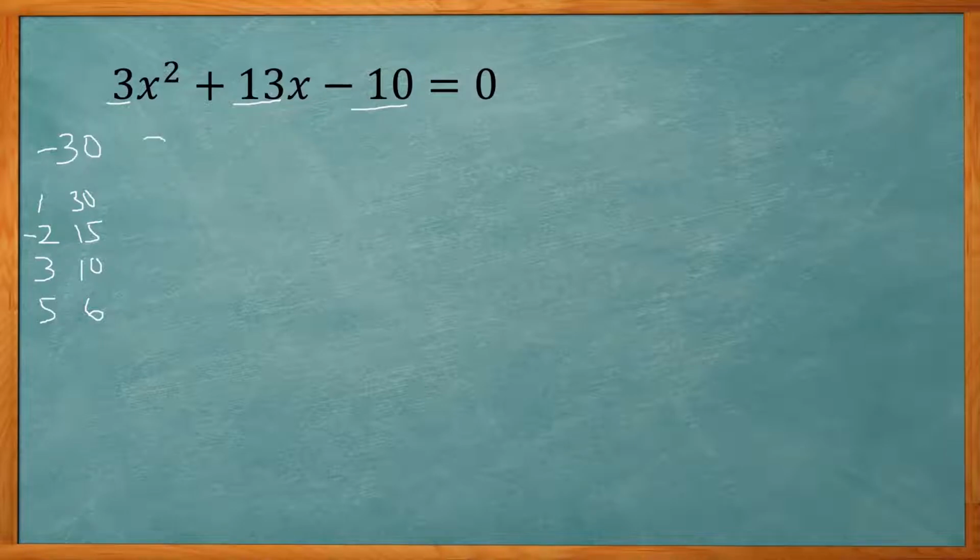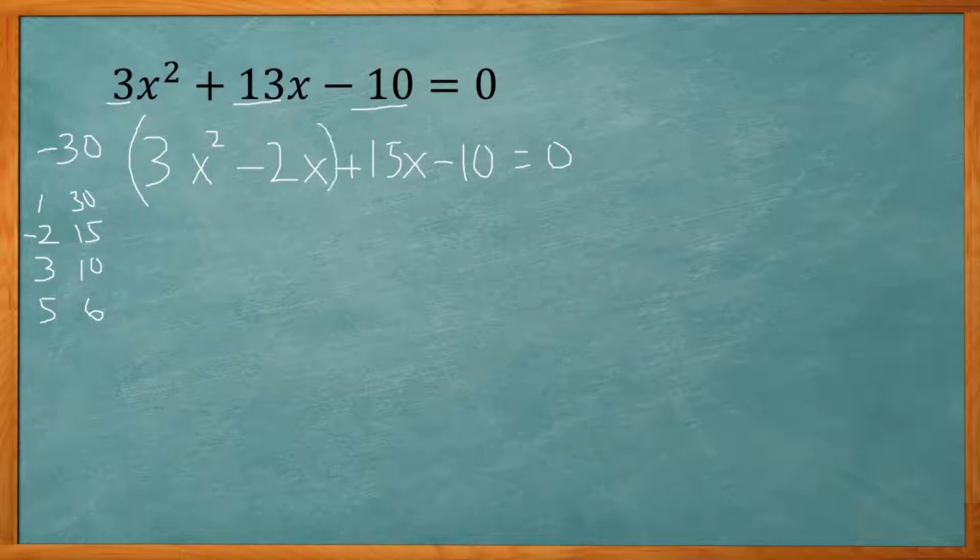So now I'm going to rewrite my equation with those two values: -2x plus 15x minus 10 equals 0. I just replaced the 13x with -2x plus 15x. They both equal the same, so I didn't really change the problem at all. Now I'm going to group the first two terms together and the second pair together, and they're going to factor.